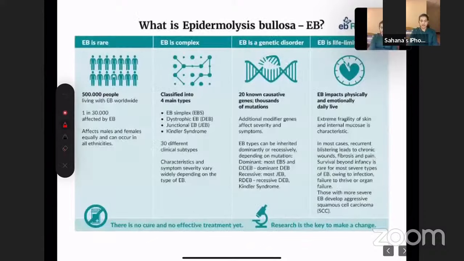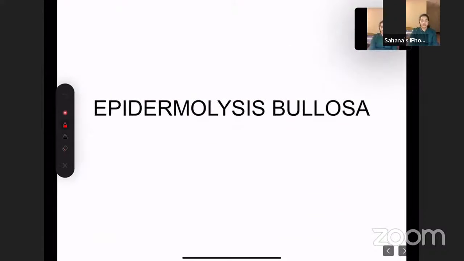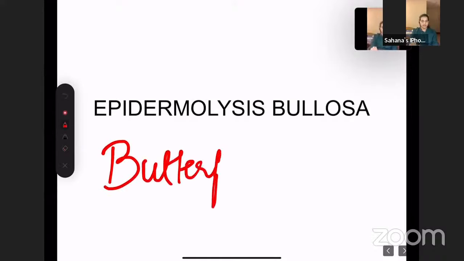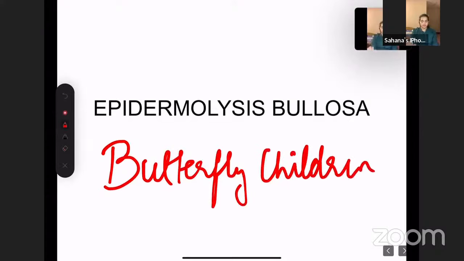Okay, so epidermolysis bullosa is a very common genetic condition which is seen very prevalent in the UK. We don't see many Indian kids, but there is a rising incidence even in India. The more colloquial term for epidermolysis bullosa is butterfly children. Have you heard of the term butterfly children, or why they are known as butterfly children?